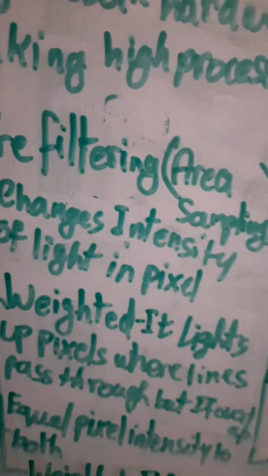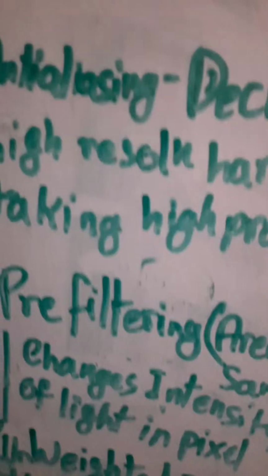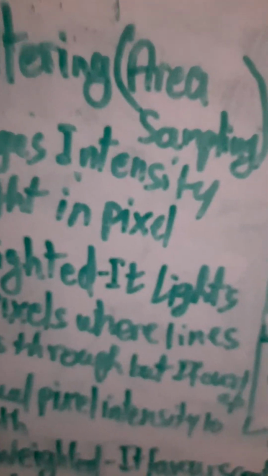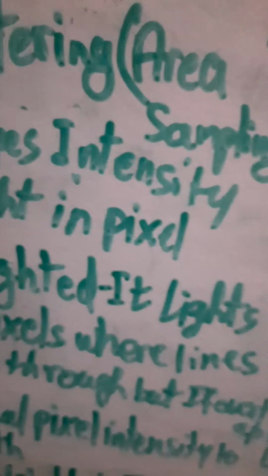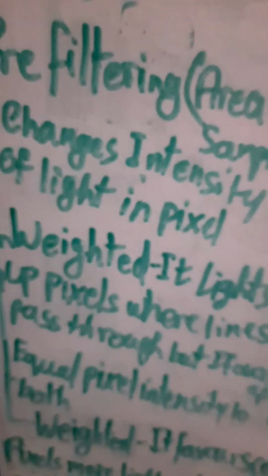And this is pre-filtering or area sampling. There are many types of anti-aliasing techniques solving the problem. The first one is pre-filtering, the second one is post-filtering, and the third one, down here, is pixel phasing. It is down here because it is not much relevant for us right now. It is much more advanced, so we are not going to learn that right now.